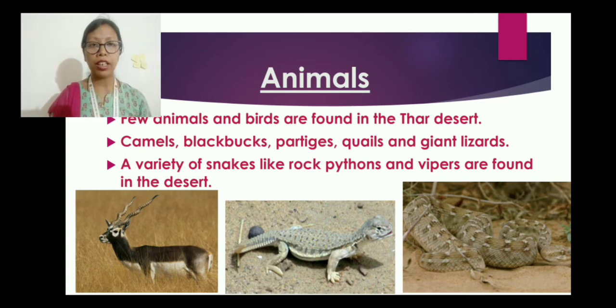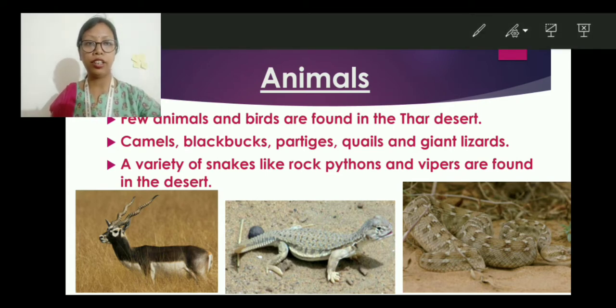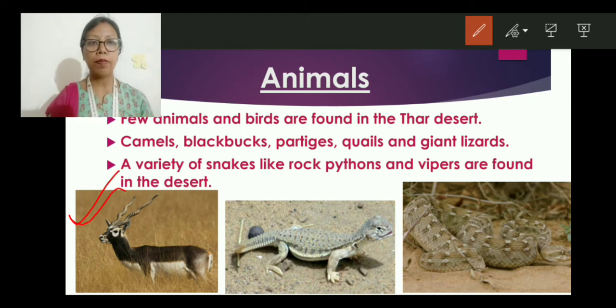Among them are the camels, which we know very well. Then here I have the picture of the blackbuck. You can see here, this is the blackbuck. Then partridges and quails. These are birds and they look very similar to each other. And then here we get the giant lizards and then a variety of snakes. Now this is a viper snake.